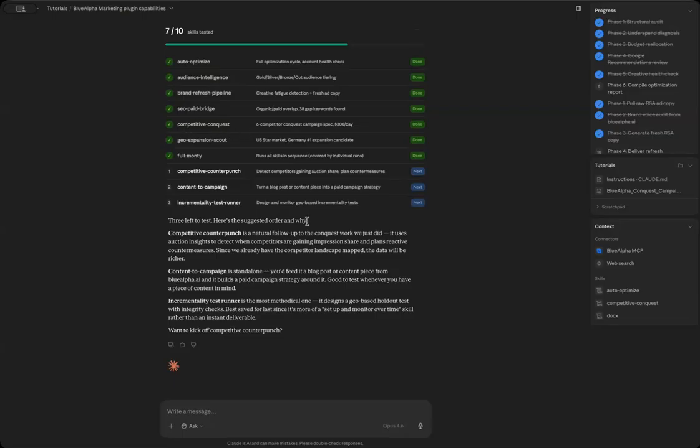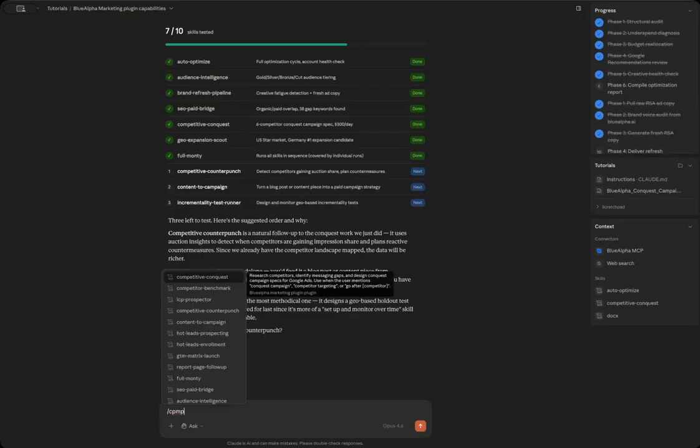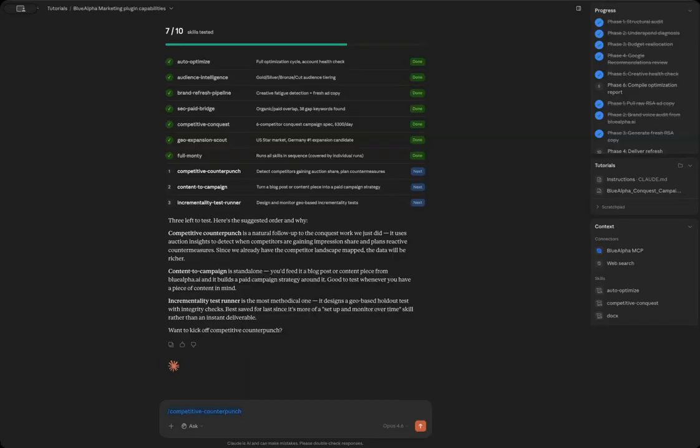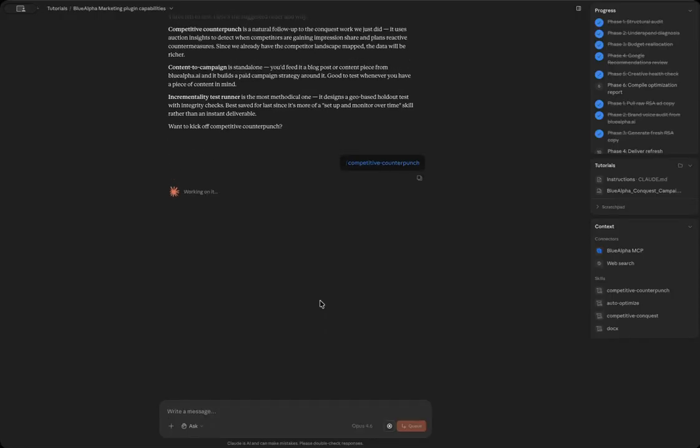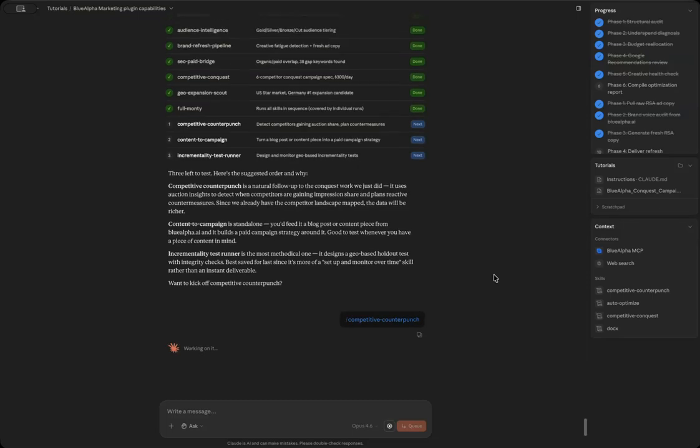So this is actually a natural follow-up from the competitive conquest skill that we just ran earlier, as it uses auction insights to detect when competitors are gaining impression shares and plans reactive countermeasures. Since we already have the competitor landscape map, the data will be richer. So let's invoke this skill, competitor counterpunch. Here we go.